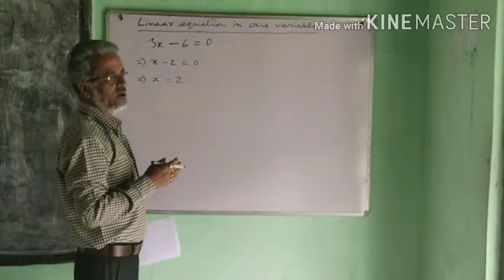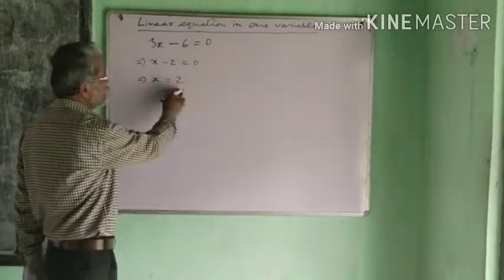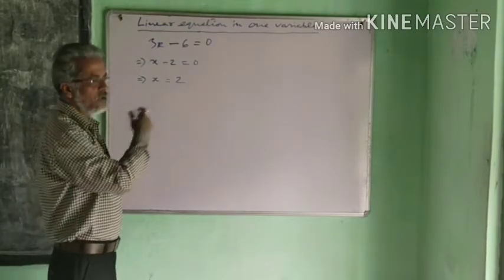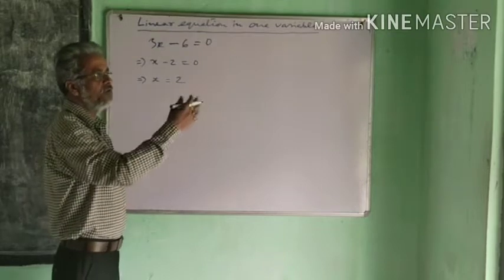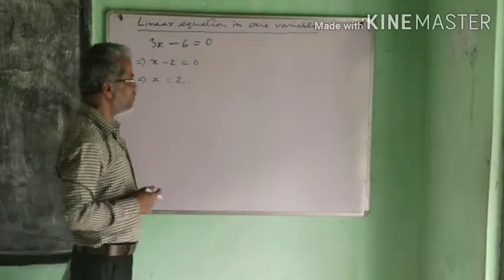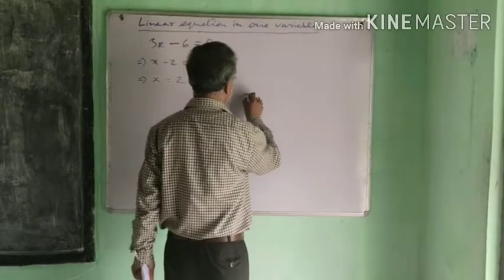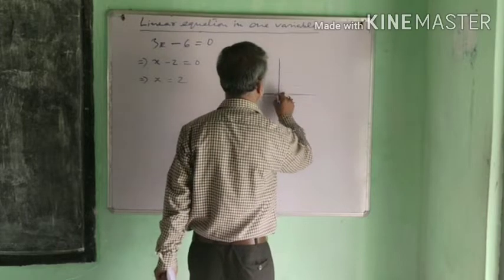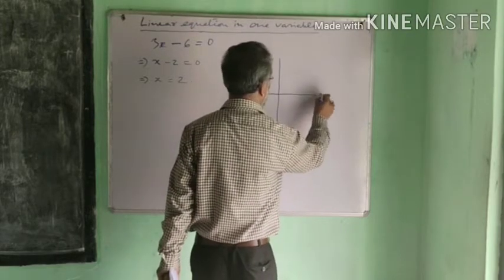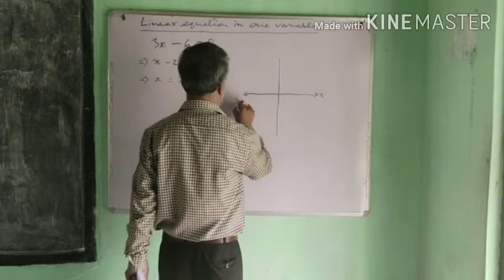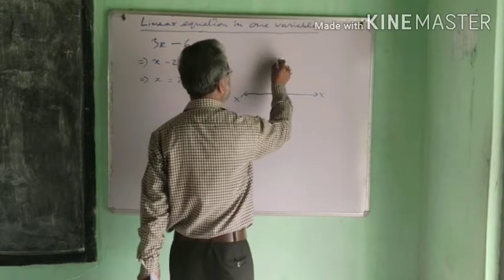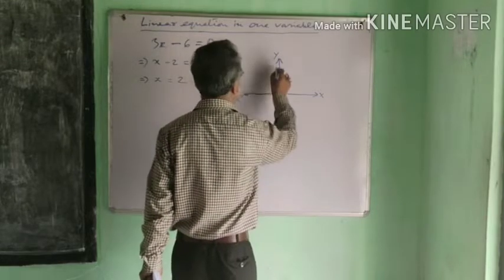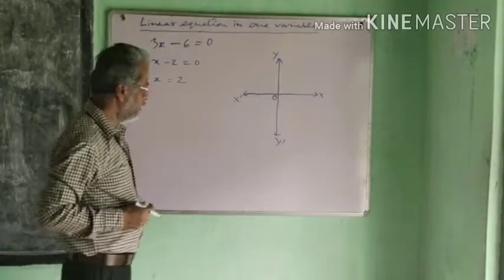Now in two variables, if there is an equation x is equal to 2, how will you draw the graph of this equation in a coordinate plane? You can draw the graph of this equation. X O X dash, Y O Y dash. This is the coordinate plane.